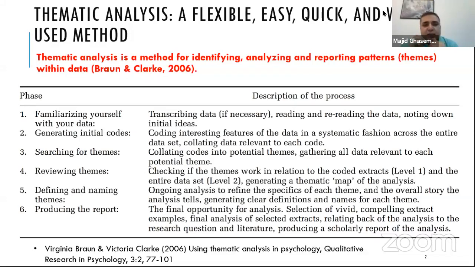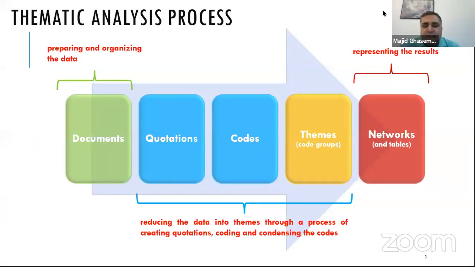Now, thematic analysis, as you can see in this slide, has 6 phases. It starts with familiarizing yourself with your data, generating initial codes, searching for themes, reviewing your themes, then defining and naming the themes, and finally producing a report. So if we want to translate these phases into a process that can be implemented in ATLAS.ti, we will have this process here in this slide. The process of thematic analysis in ATLAS.ti involves 5 steps.